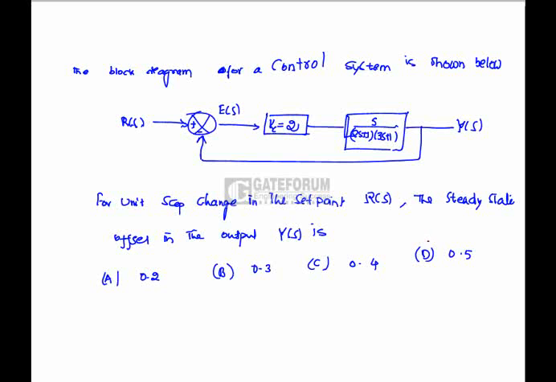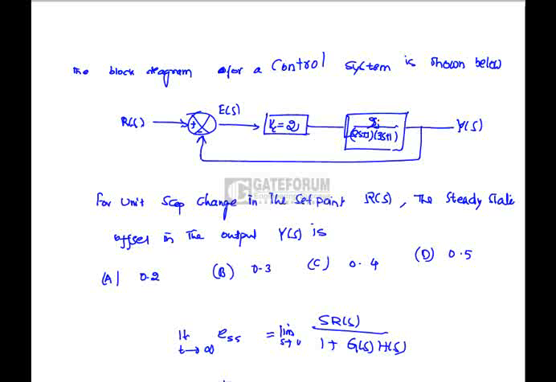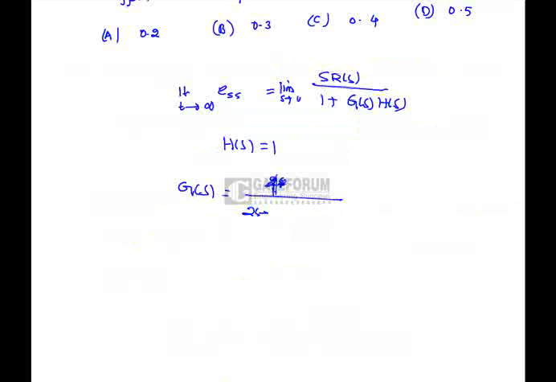Question is, the block diagram for a control system is shown below. For unit step change in the set point, the steady state error in the output y of s is. We know that the steady state error equation, that is limit t tends to infinity ess, is nothing but limit s tends to 0 of s into r of s by 1 plus g of s into h of s. Here h of s is 1, and g of s has numerator 4. So 4 by (2s plus 1)(3s plus 1) is the open loop transfer function.